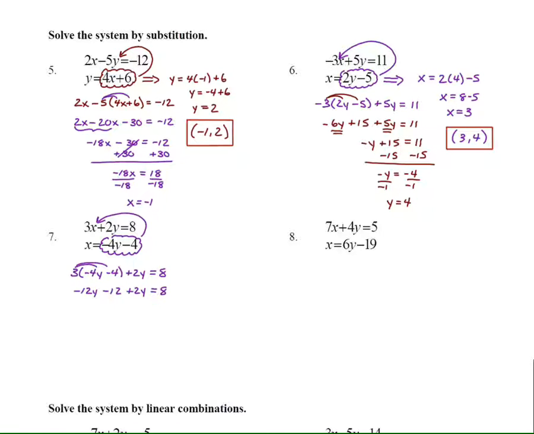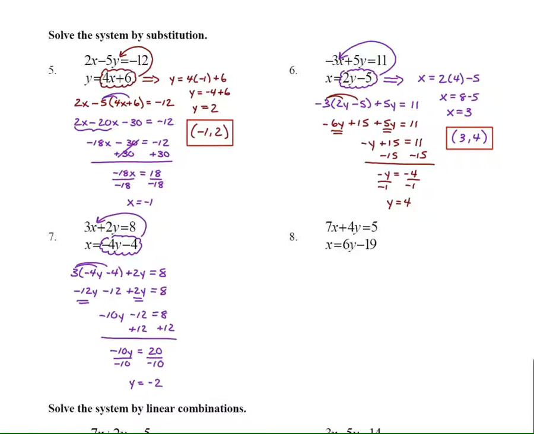Combine like terms, I have a negative 12y and a positive 2y on the same side, so those combine to be negative 10y minus 12 equals 8. Add 12 to both sides, and then divide both sides by negative 10. So what I should get for my y value is negative 2.